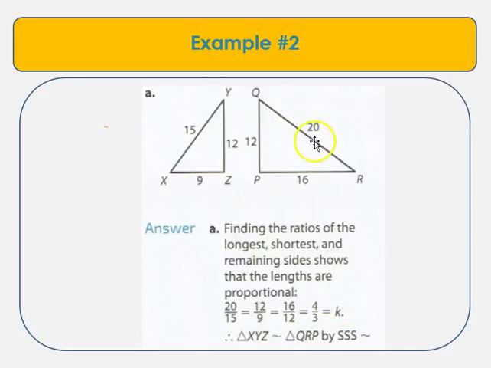So we take the larger triangle and we set a proportion that is 20 to 15. And 20 over 15 would then be compared to 12 over 9. And we use the third side, and we have 16 over 12. And each one of these reduces to 4/3. So it is constant. The similarity ratio is 4/3 for all of the sides. So we've just proved these two triangles similar by the side-side-side similarity theorem.